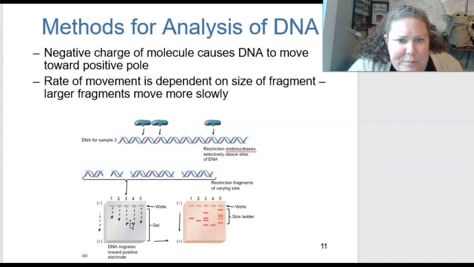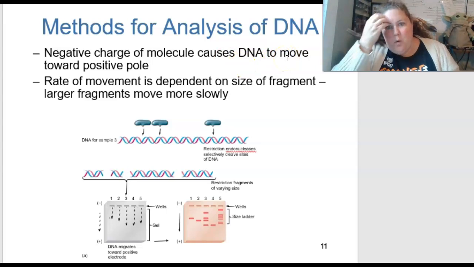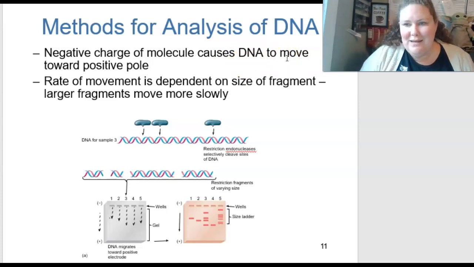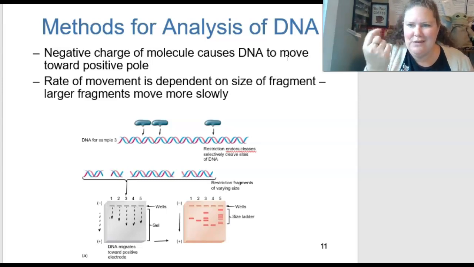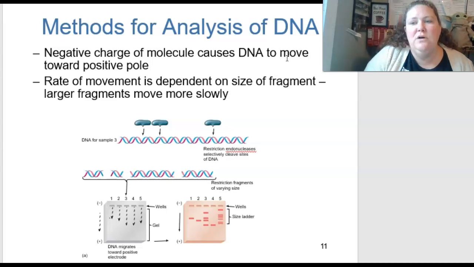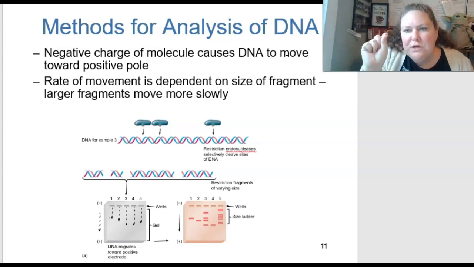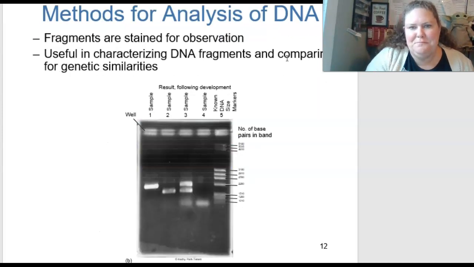Okay, and then the negative charge of the molecule causes the DNA to move towards the positive pole, and then this rate of movement is dependent on the size of the fragment. Think about this. If you're trying to push a boulder through like Jello, because agarose gels kind of have the consistency of Jello shots, right? They're thicker than Jello. They're kind of thick, but it's gelatinous, right? And so if we try to push a boulder through it, smaller ones are going to go faster. Larger ones are going to take longer times. Okay, so the rate of movement is very much dependent on the size of the fragment.